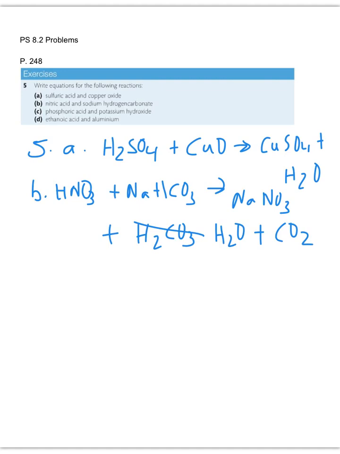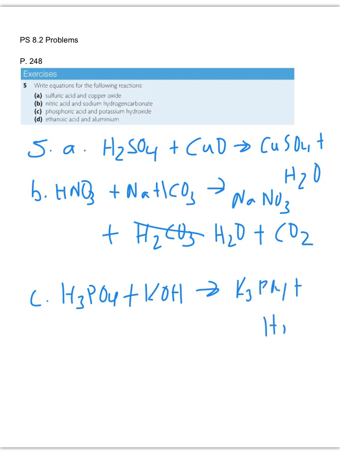Part C, phosphoric acid is H3PO4 to balance that polyatomic ion. And potassium hydroxide, so this is just a neutralization, KOH. So this is just going to be a double replacement reaction. So I'm going to get K3PO4 along with H2O. And now I am going to have to do a little balancing. I'll need 3 of the KOH and 3 of the H2O to balance that.